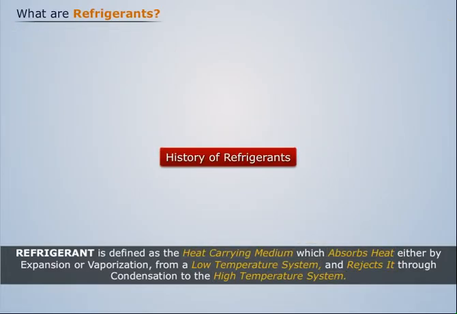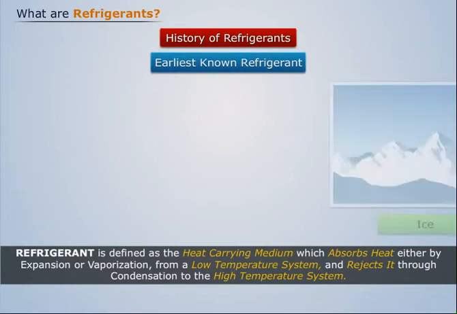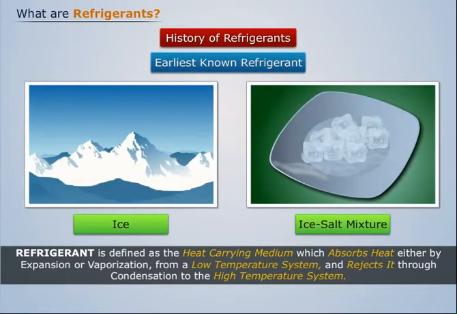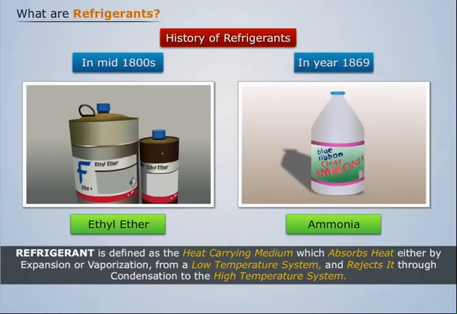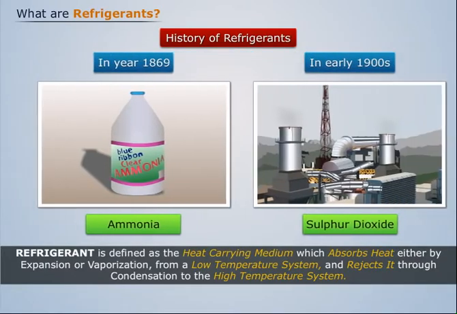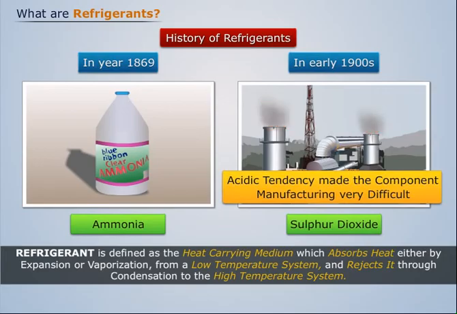Now let's discuss a brief history of refrigerants. The earliest known refrigerants are natural ice and a mixture of ice and salt. In the mid-1800s, ethyl ether was used as refrigerant in vapor compression cycles. In the year 1869, changes were made in the system to enable use of ammonia as refrigerant. In the early 20th century, sulfur dioxide was introduced as refrigerant, although its tendency to form acid made the component manufacturing very difficult.